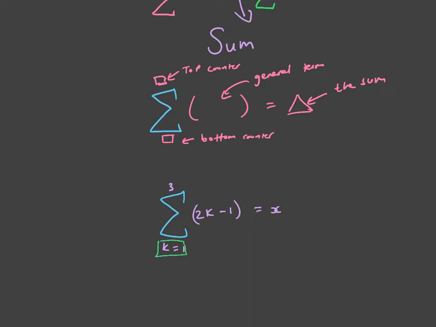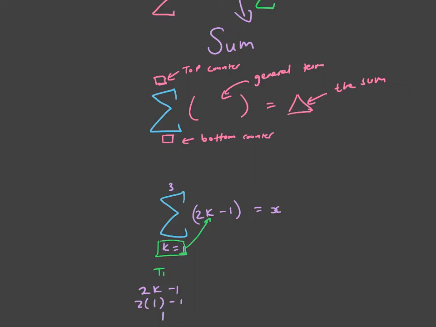You're going to substitute the value of the bottom counter into the general term to generate the different terms. In other words, for term 1, because this general term starts at 1, we're going to write down the general term, the 2k minus 1. And what are we going to do? We're going to substitute k is equal to 1 into there, minus 1. Do you understand that? So where that bottom counter starts. So 2 times 1 is 2, and 2 minus 1 is 1.